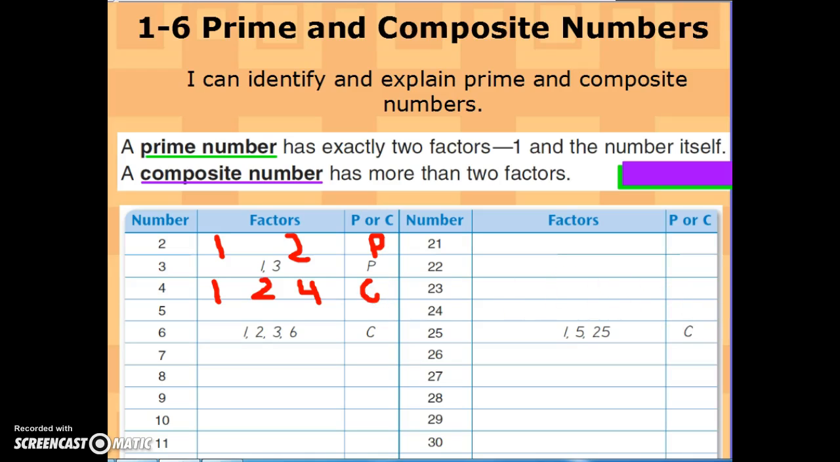Taking a look at 5. 5 has 1 and 5 as factors. Are there any other ways to make 5? No, there are not. So 5 is also prime. They've done 6 for you, and then you will continue on to figure out the factors for the other numbers. Think about your multiplication facts. Okay, try using divisibility rules, and then determine if those numbers are prime and composite based on the number of factors they have.